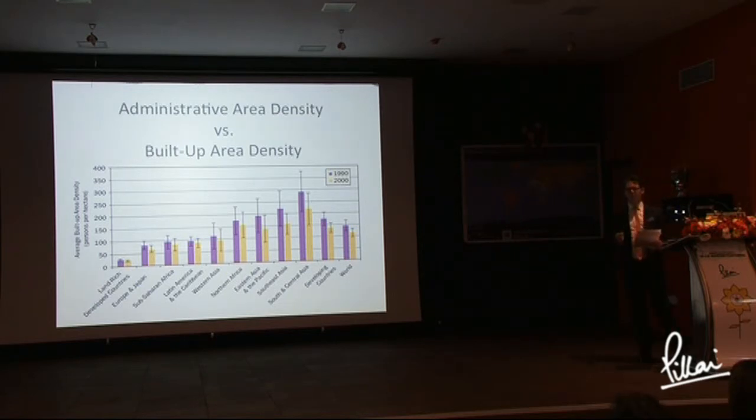Densities fall primarily for one reason. Densities fall because people are getting wealthier. When incomes rise, people consume more of everything. They consume more transportation, they consume more food, they also consume more land.